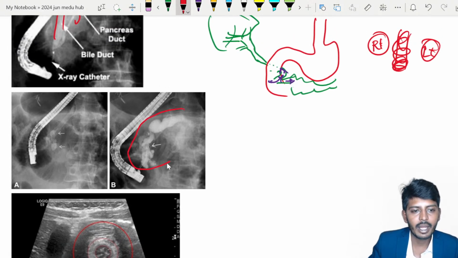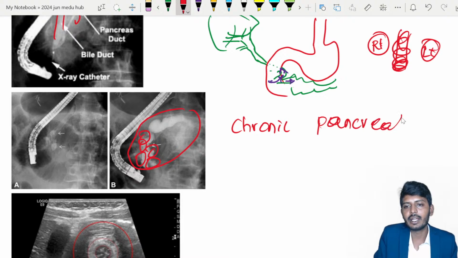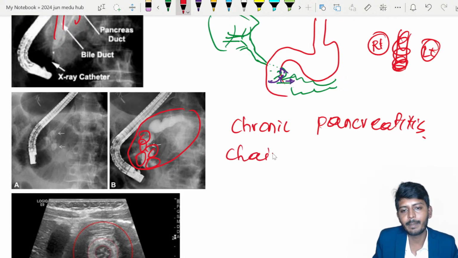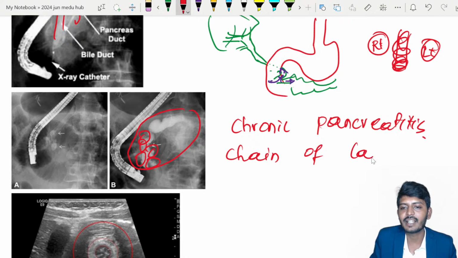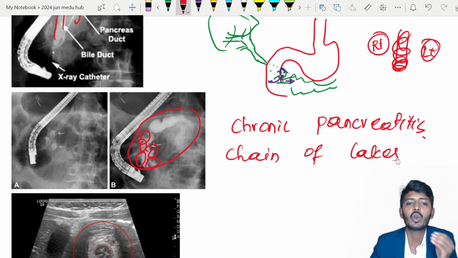In this ERCP, if you can notice, the pancreatic duct has been enlarged. Oh my God. And you can also notice solid calcifications here. This is suggesting chronic pancreatitis. In chronic pancreatitis, this appearance is called the chain of lakes appearance. What is that? Chain of lakes appearance. It occurs as a result of chronic inflammation, chronic pancreatitis. If there is chronic inflammation, that will create a chain of lakes appearance.